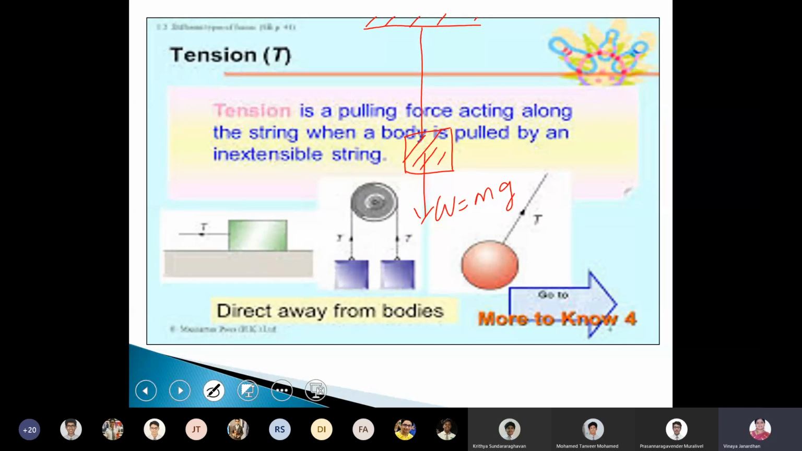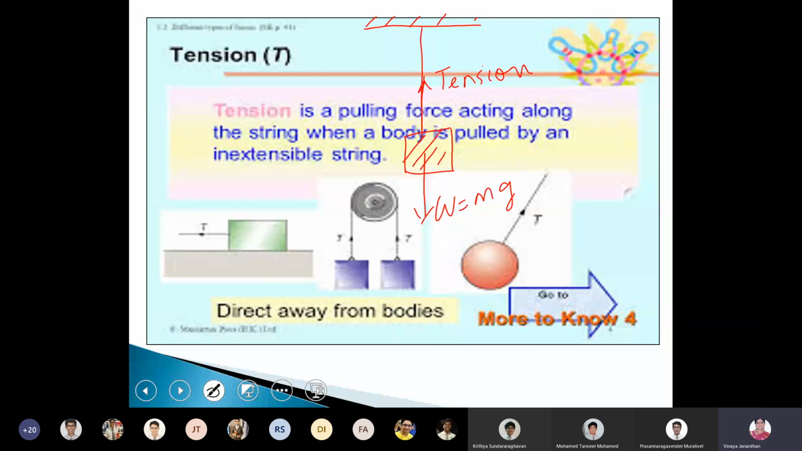Immediately, the string is not going to snap. The weight of the body tends to pull the string. Immediately, there will be an opposite force acting along the string, and such forces acting along a stretched string, spring or rope, we call tension. So tension is nothing but a force acting along a string when the body is pulled by an inextensible string. This is what you should understand, boys.